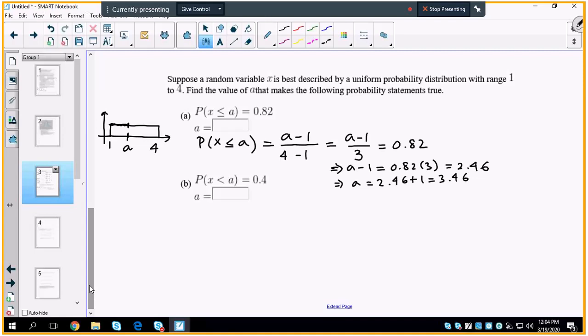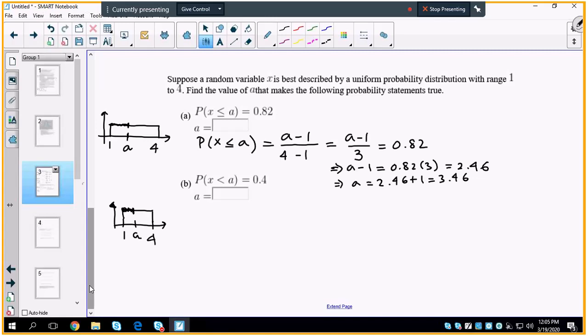Let's think about the next one. Isn't that the exact same problem? It's just that 0.4 is different from 0.82. Remember, the strict inequality and the equality doesn't change anything. So I still have the same setup. I have 1 where the distribution starts and 4 where it ends, so that's the entire range. I want an intermediate point a, and I want x to be less than or equal to a. So I'm talking about this region, and that probability should be 0.4.